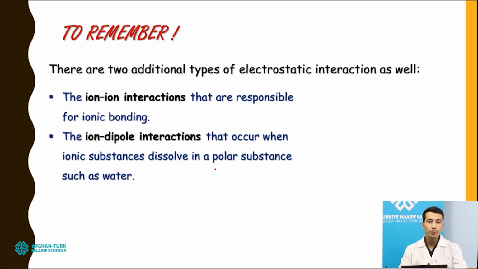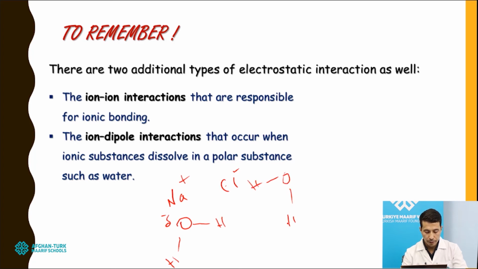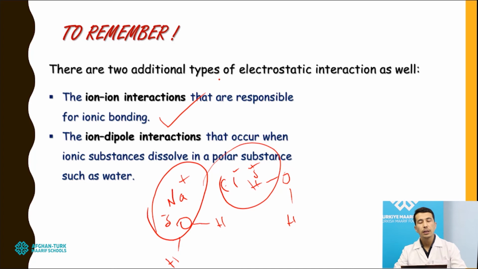For example, if we dissolve sodium chloride inside water, Na and Cl inside the water will be attracted by the molecules of water. Sodium will be attracted by the negative end of the water molecule, and chloride will be attracted by the positive end of the water molecule, the partially positive end. So this attraction between them is known as ion-dipole interaction.